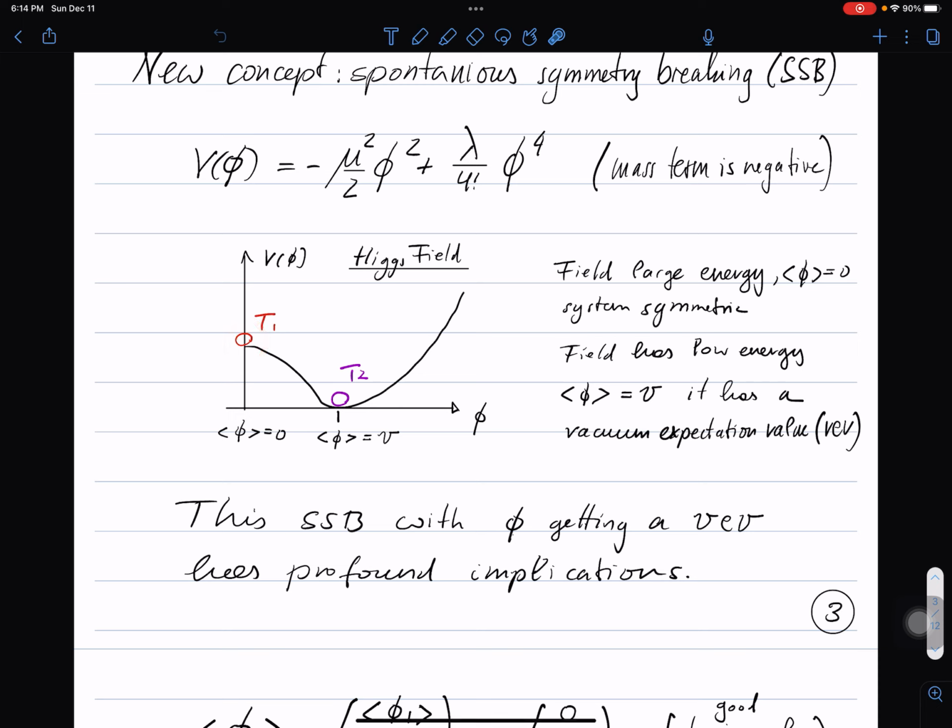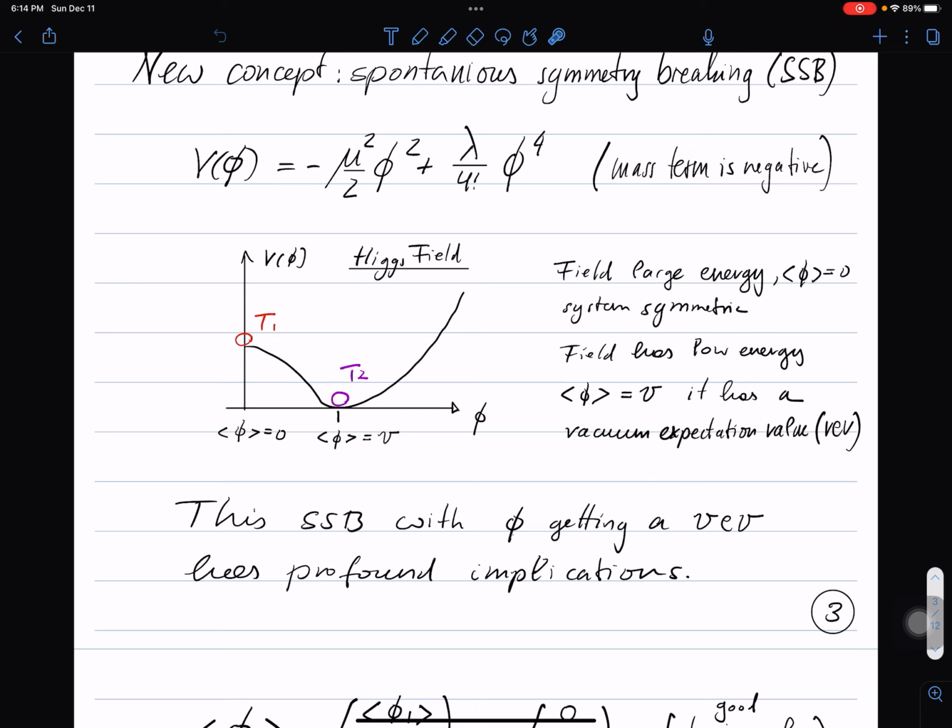When the temperature is very high, it doesn't matter. The field has energy and flies around somewhere high. But when the temperature drops, eventually it's energetically unfavorable to stay around the 0 range. And then the field rolls down and settles in the minimum, where its so-called expectation value is non-zero. This has a value, let's call it V.